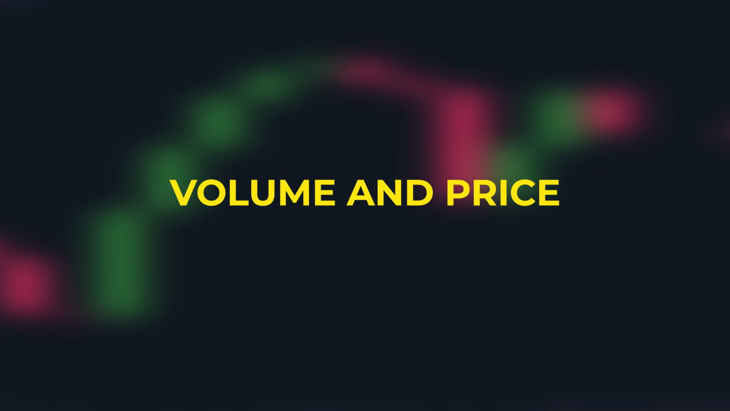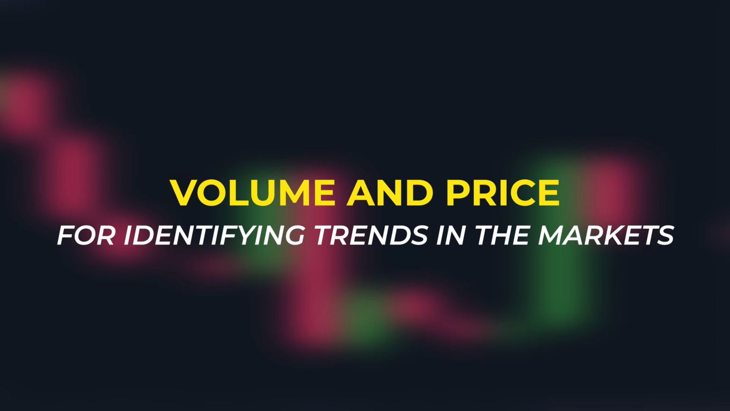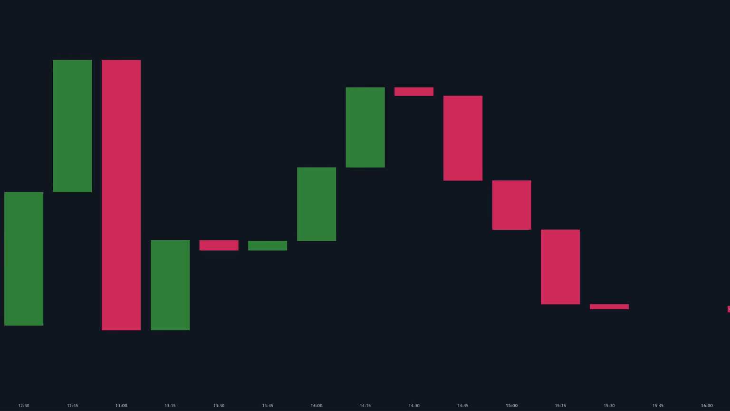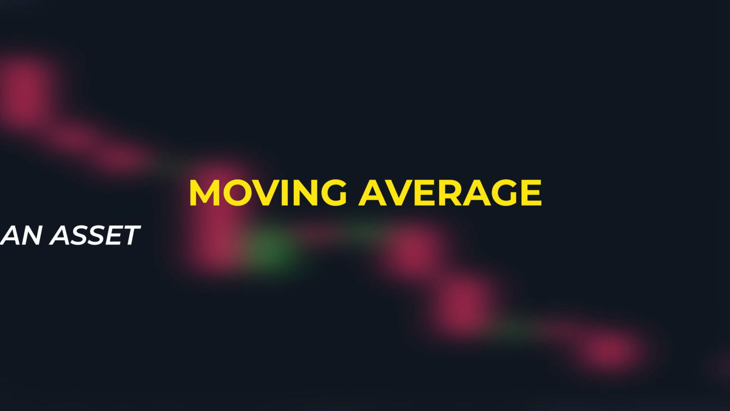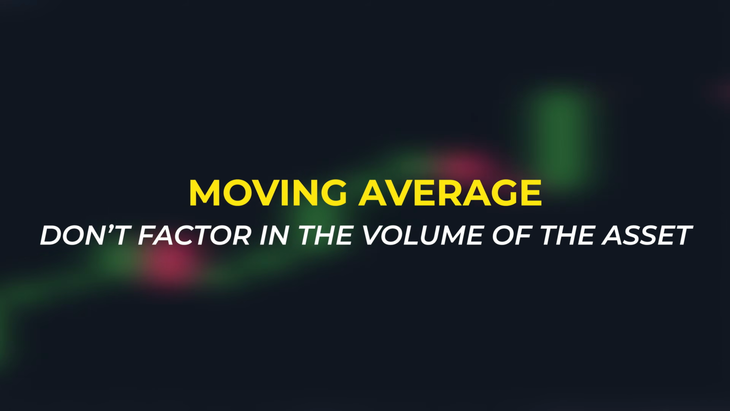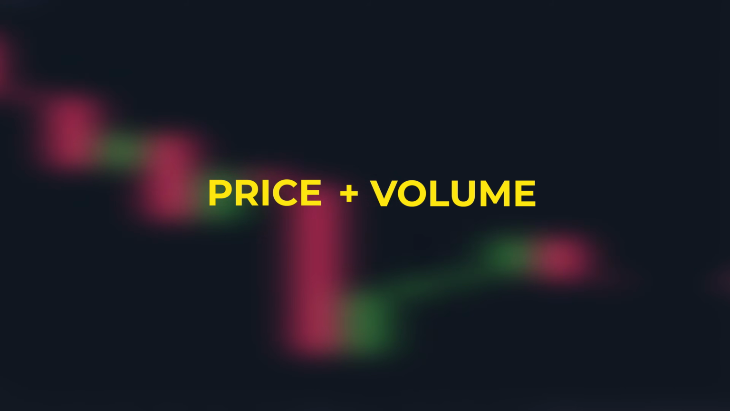Volume and price are the most essential parameters for identifying trends in the market. But more often than not, even the most popular trend filter indicators like the moving average only incorporate the price of an asset and do not factor in the volume of the asset. But what if there was an indicator that not only uses the price of an asset to identify the trend, but also takes volume into consideration?